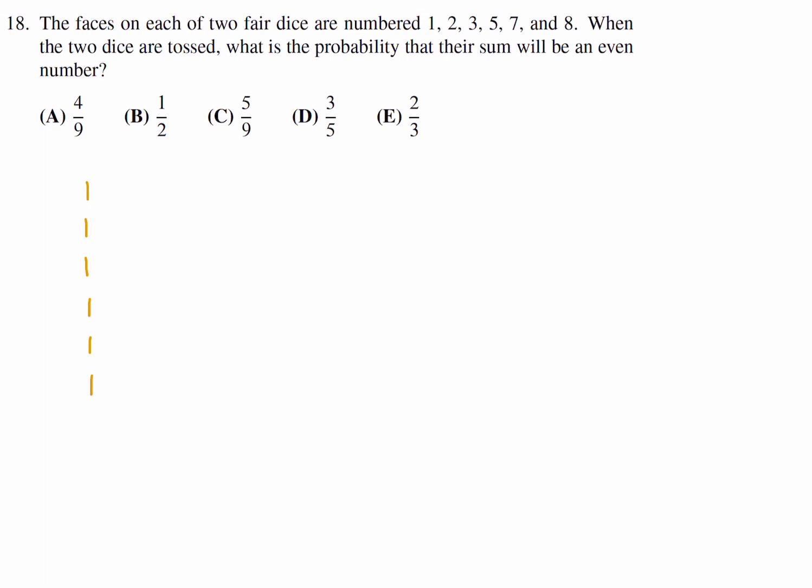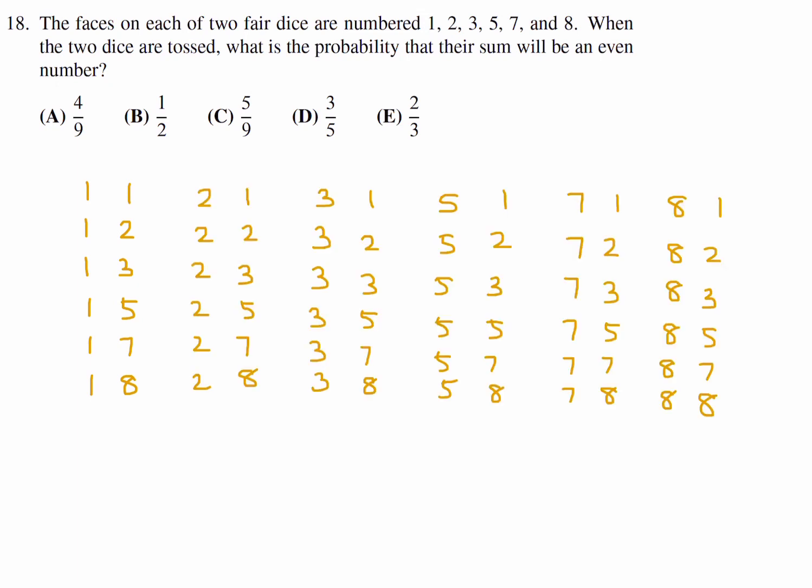So for example, if the first die rolls a 1, the second die could be 1, 2, 3, 5, 7, 8, and so on, right? I'm just going to write out all 36 combinations; it won't take that much time. All right, now that they're all written out, all we really have to do is look at the ones that have a sum that's even. Let's circle those.